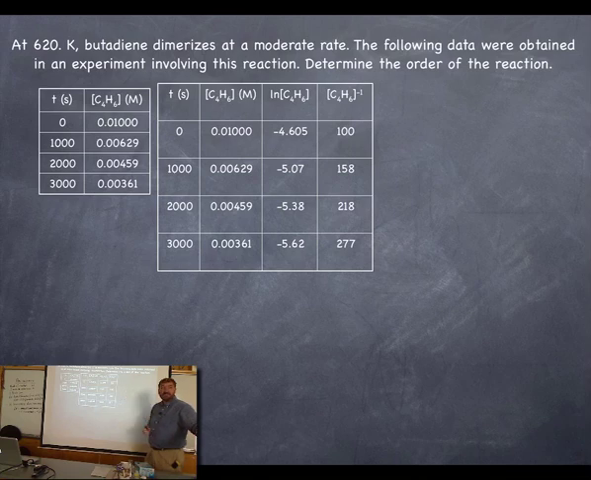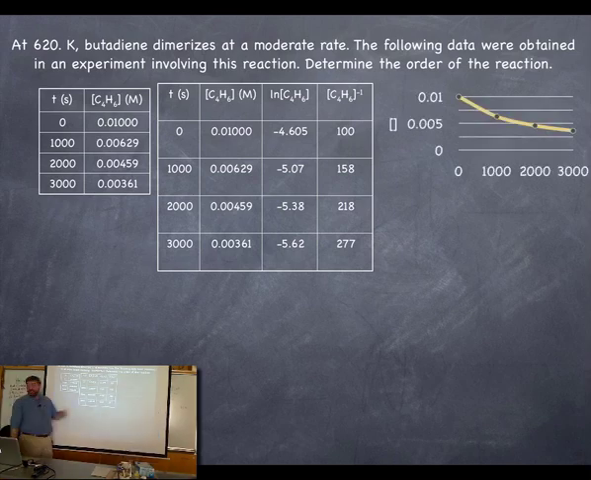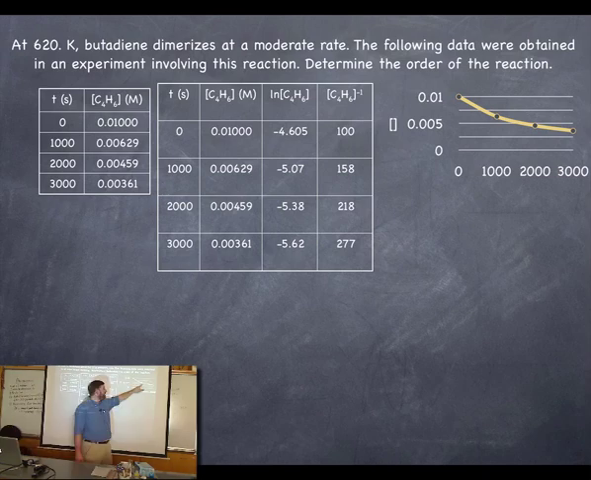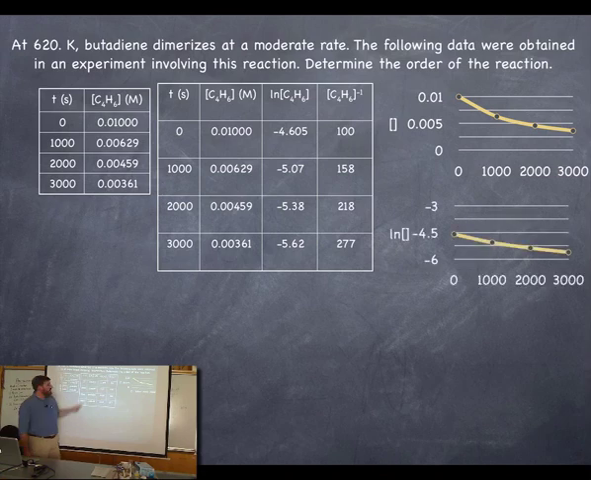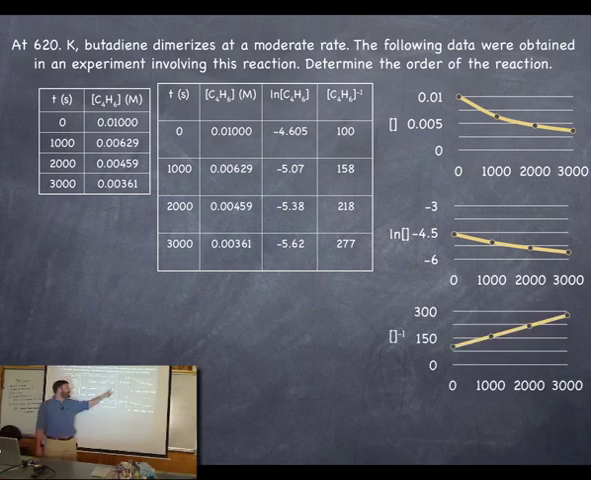This is the part that they do make you do. If you had this data and you graphed concentration versus time, you'd get a graph that looks like this. That's this first set of data. If you graphed the natural log of concentration versus time, you'd get a graph like this. And if you graphed the inverse of concentration versus time, you'd get a graph like that. What is the order of this reaction?